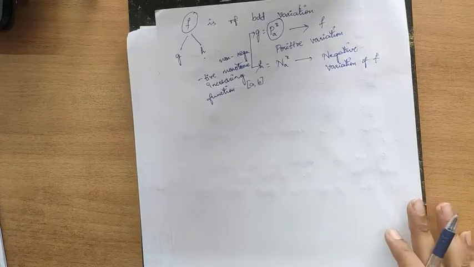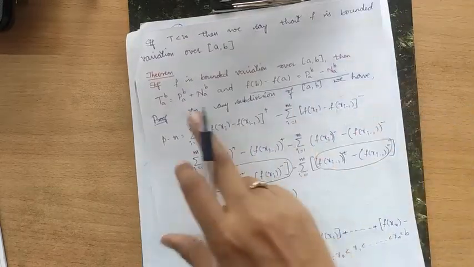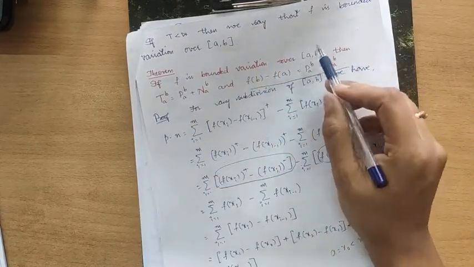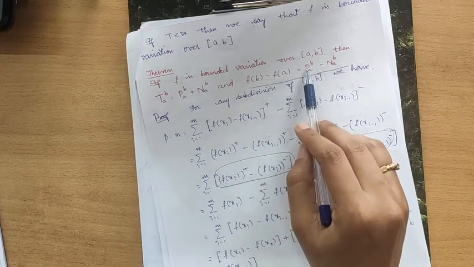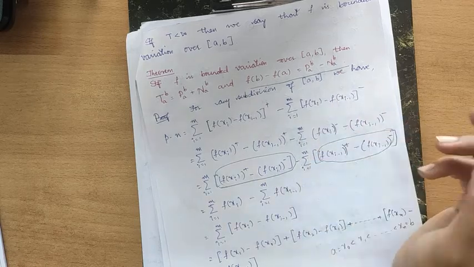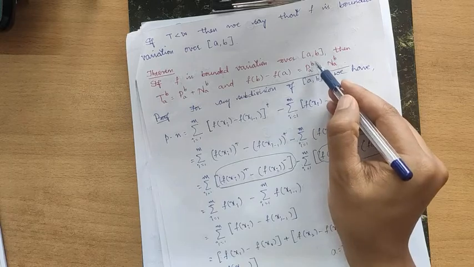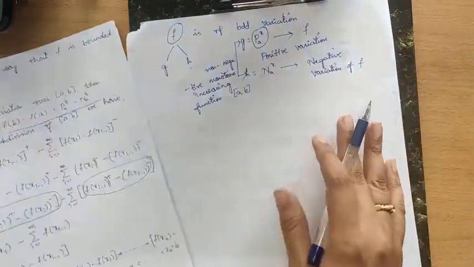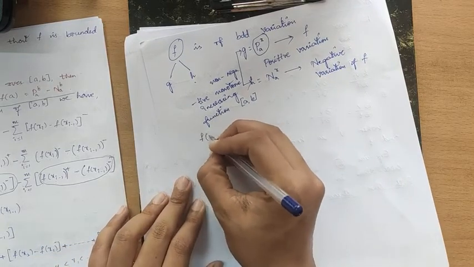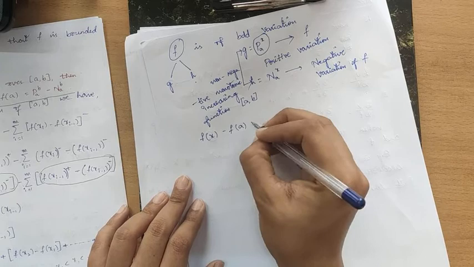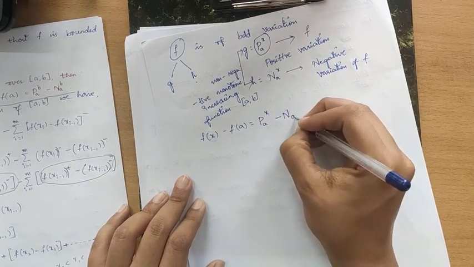So in the previous session we have seen a theorem that if f is of bounded variation over closed interval a comma b, then you can express f of b minus f of a is equal to P a to b minus N a to b. In the particular theorem we have in the place of b we have x, correct? So using the previous theorem I can express f of x minus f of a is equal to P a to x minus N a to x.